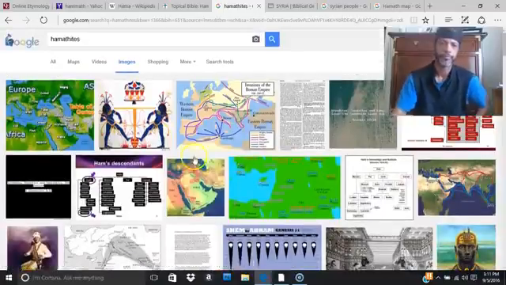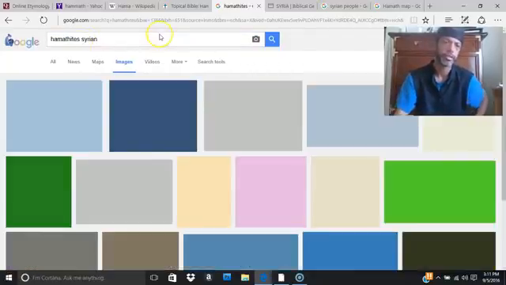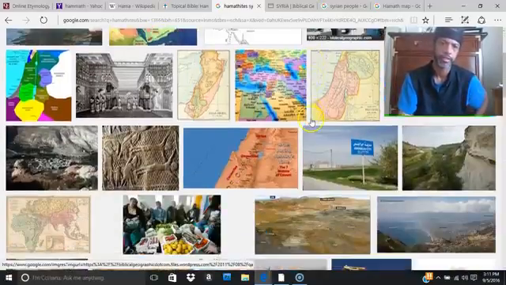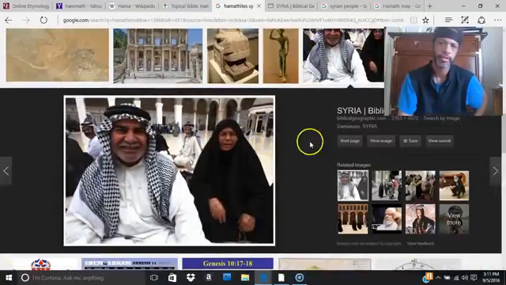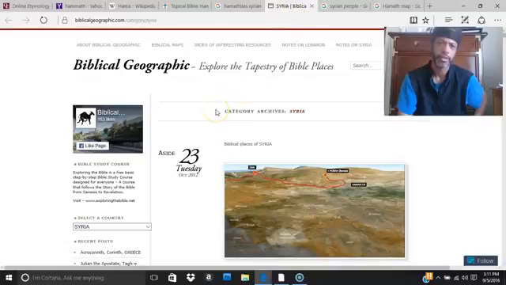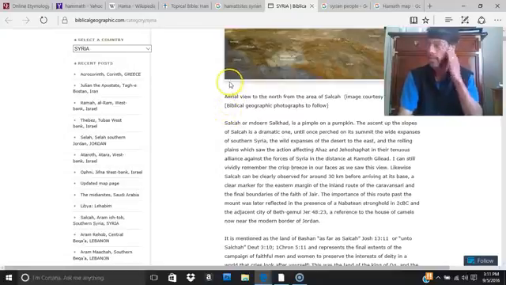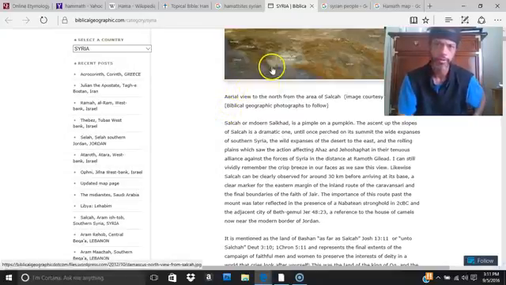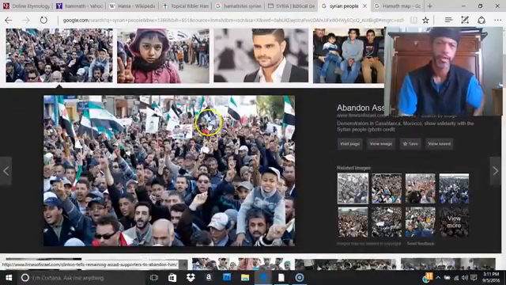Okay, so type in Syria or Syrian Hamathites. Okay, you see the pictures don't change. This is Syria. Alright, so if you just go here, it says Syria. And I can't remember why I had this one up on screen. I don't think it's of any value. You type in Syrian people, these are Hamathites.